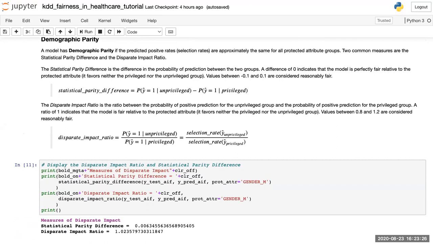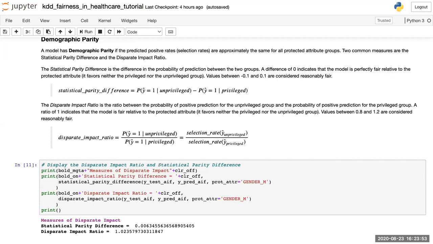For example, the statistical parity difference, sometimes known as the demographic parity difference, is the difference in the probability of prediction between the two groups. A difference of zero indicates that the model is perfectly fair relative to the protected attribute, so it favors neither the privileged nor the unprivileged group. And values between about negative 0.1 and 0.1 are considered reasonably fair.